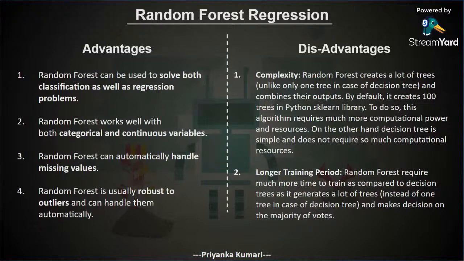and the decision tree will automatically take fewer computational resources. So coming to the next disadvantage, which is the longer training period. Random forest requires much more time to train as compared to a decision tree, as it generates a lot of trees and makes a decision on the majority of votes. So it can take a long time to train a model because it's very complex and it is a collection of different decision trees.